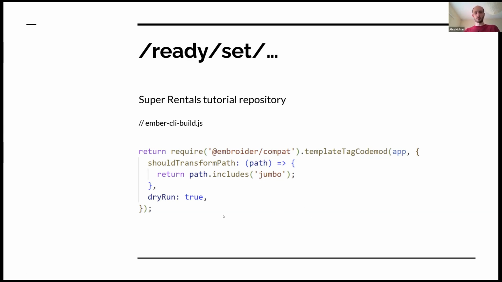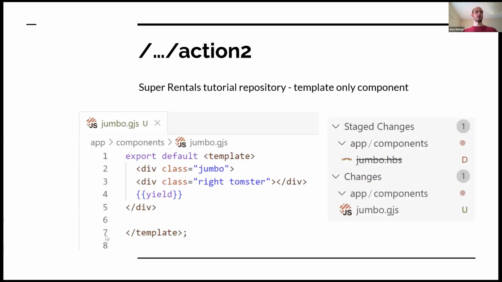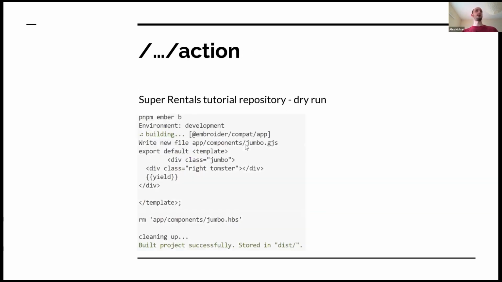You get the full path to the component, so you can decide I'm going to work on a particular folder, depending on how you've got your components organized. So for this example, I've also set the dry run flag, and this is what you would expect to see.